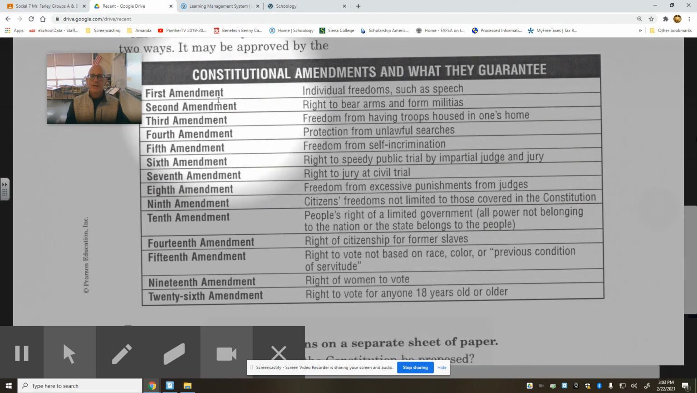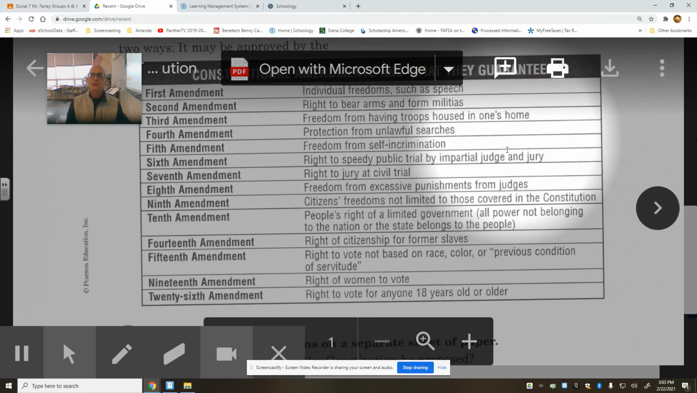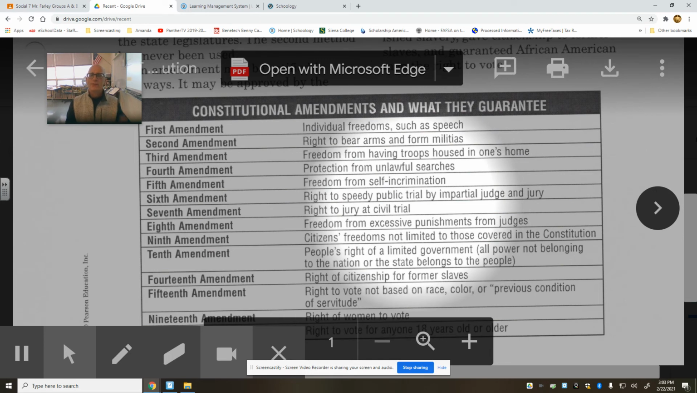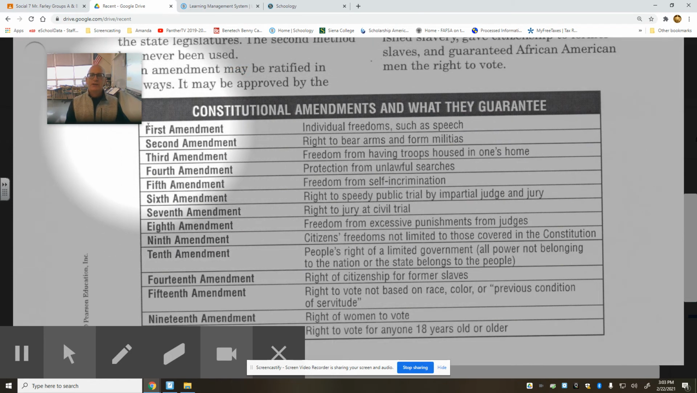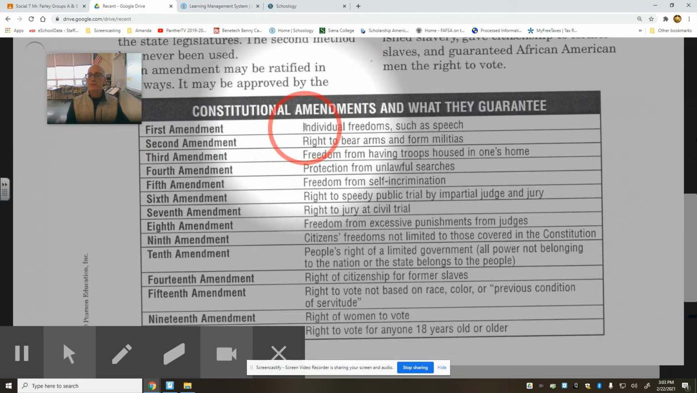And in our chart today, we've got constitutional amendments and what they guarantee. On the left-hand side of the chart, it gives the number of the amendment, the First Amendment, and it spells out that the First Amendment guarantees individual freedoms such as speech. Not the only one, okay? Not the only protection, the First Amendment. It actually protects 5 rights: the right to freedom of speech, freedom of religion, freedom of the press, the right to assemble peacefully, and the right to petition your government to address a grievance you might have. So the First Amendment is actually 5 protections all in one.